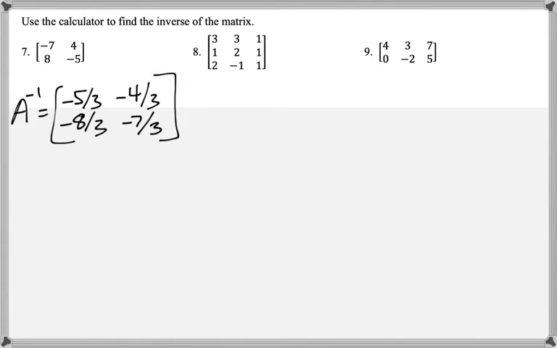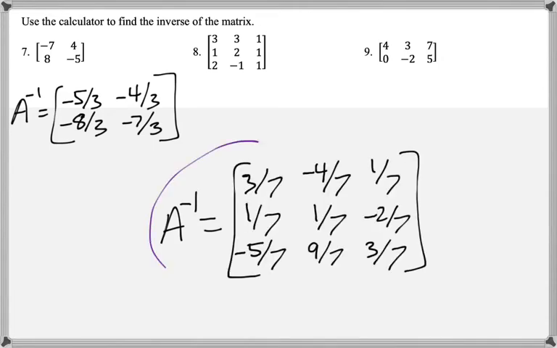Let's look at number 8. 8 is a 3 by 3 matrix, but the process is really the same. So you want to type matrix A raised to the negative 1, and this is what you should get. Again, make sure to convert to fraction.